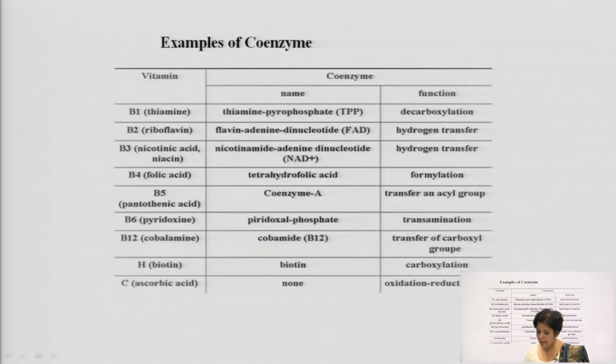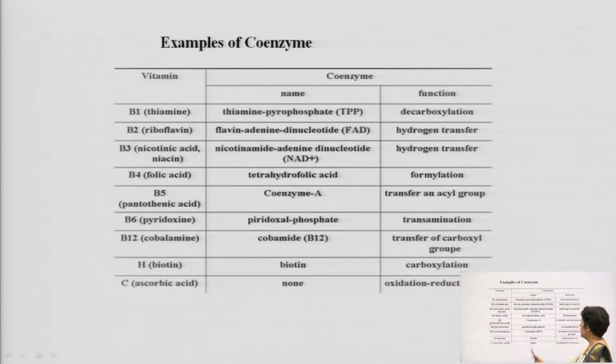Let us see the examples of coenzyme. We have vitamins which will act as coenzymes, with their names and functions. For example, B1 thiamine pyrophosphate, that is TPP. The function is decarboxylation, it will participate in the decarboxylation reaction. The another one is B2 riboflavin and FAD, that is flavin adenine dinucleotide, which does hydrogen transfer.